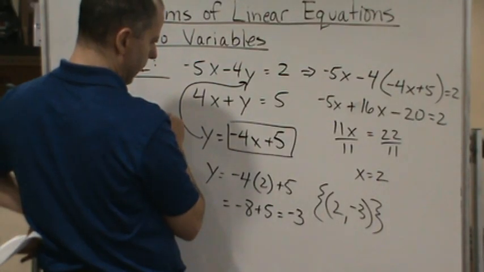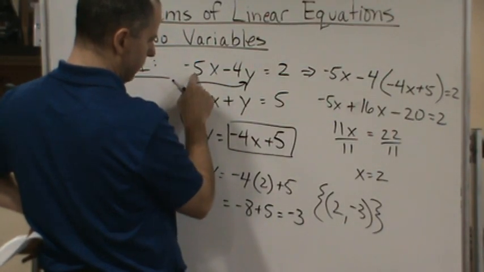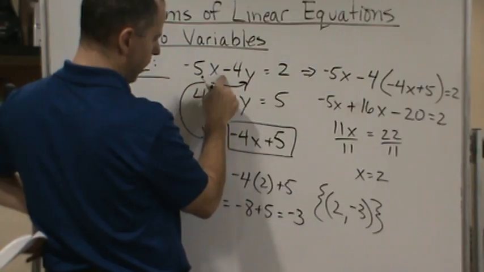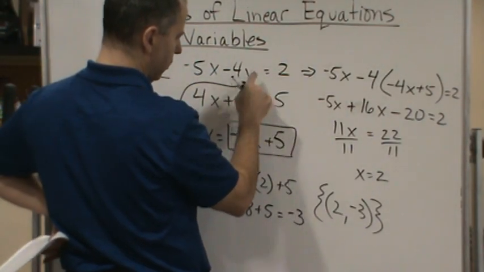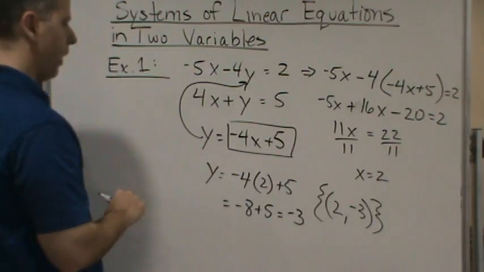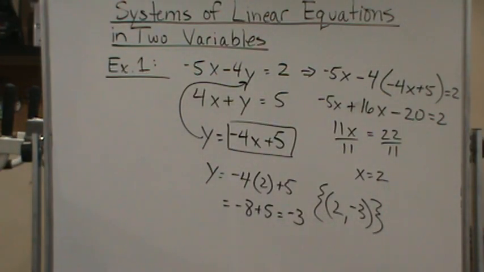So I've got what? Negative 10 minus negative 12, so it's negative 10 plus 12, and that's going to give me 2, so I get 2 equals 2. So it works. So it is a solution. Okay? So that is how you use the substitution method.